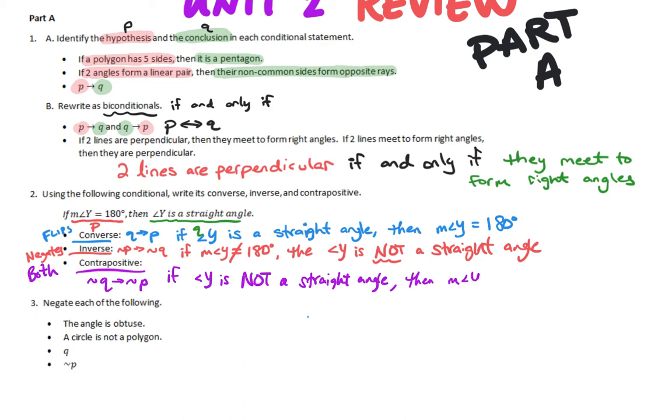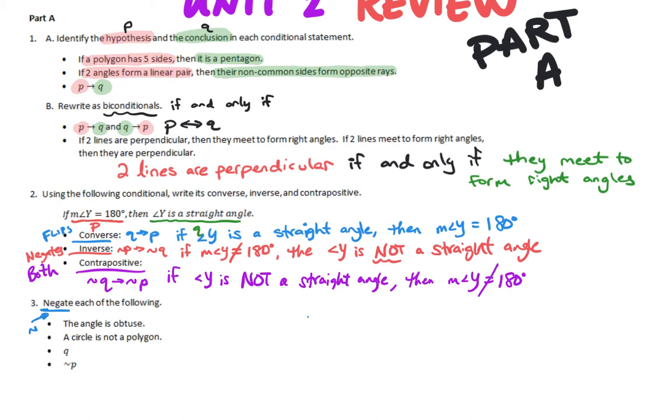Then the measure of angle Y does not equal 180 degrees. So it does both, right? Gets crazy. The next part's not too bad. We're going to negate. So that is the squiggly. We're going to negate it, so we're going to say the opposite of each piece. So when you think negate, the symbol is a squiggly.